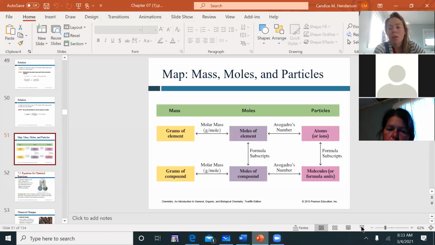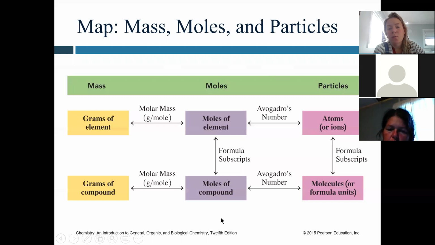Okay. So again, this is very, very useful whenever you're doing homework or taking an exam or anything like this. I would have this available to you so you can just see where am I starting, where am I ending, and then follow the flow chart.